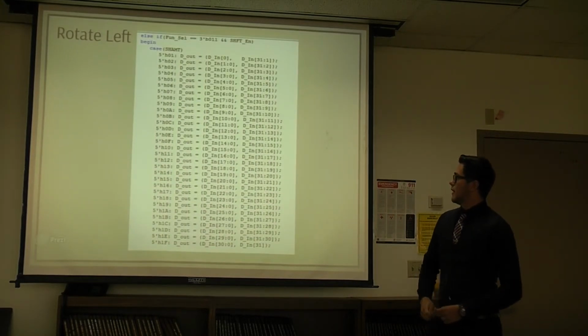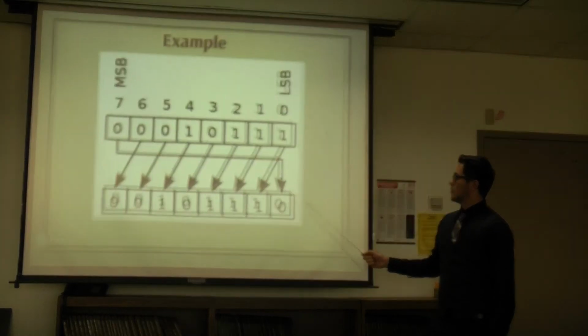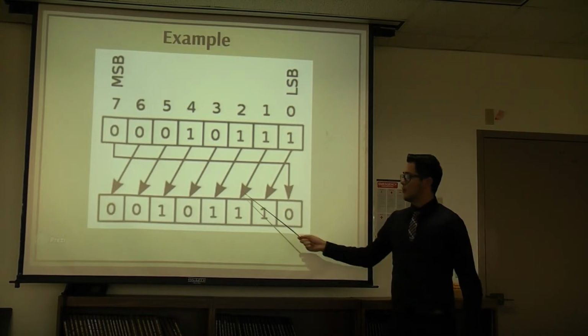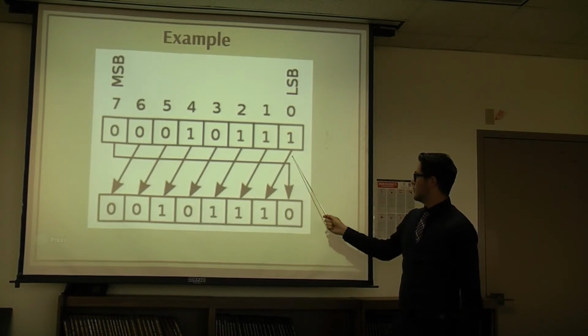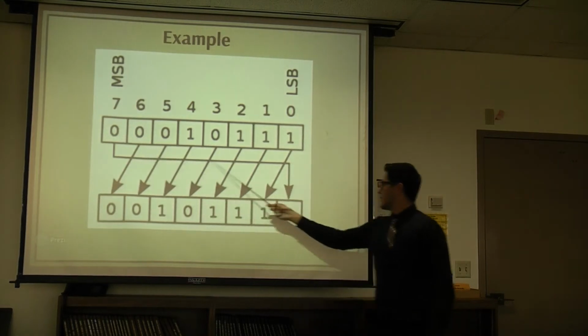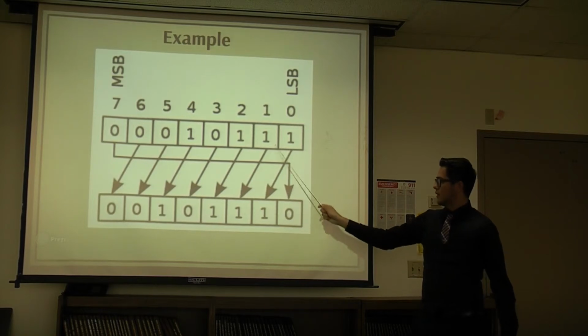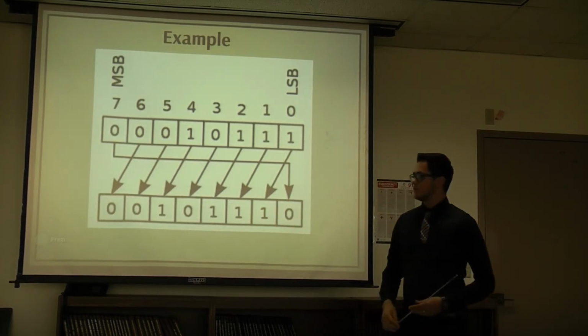For rotate left, I actually have a visual example of how we did it. So back to basics, rotate left, this is a little figure of what happens. The most significant bit gets passed all the way to the least significant bit, and then all the other values just get shifted. That's if we're rotating left by 1.